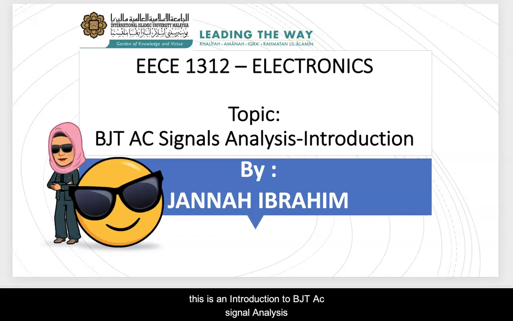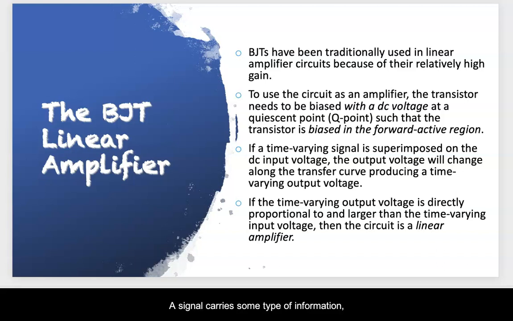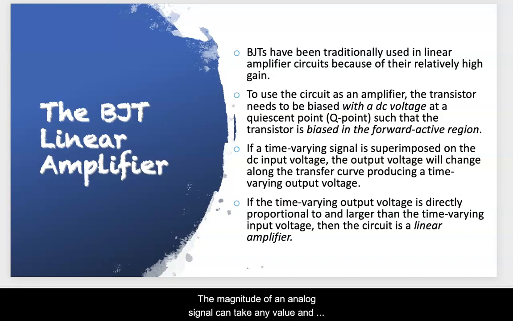This is an introduction to BJT AC signal analysis. A signal carries some type of information. For example, human voice is a type of sound wave signal. The magnitude of an analog signal can take any value and may vary continuously over time.